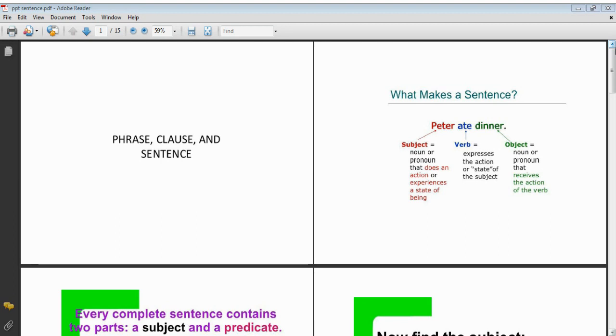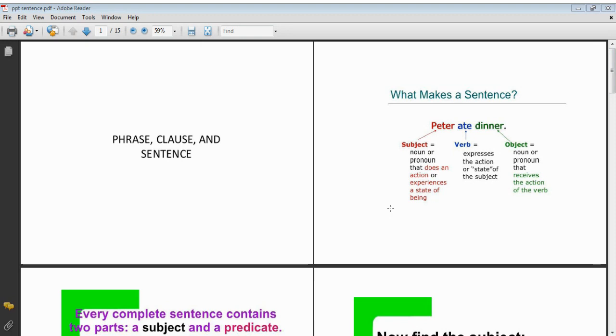So first of all, we have to see what makes a sentence. Subject, verb, and object. Yes, these are the essential building blocks of a sentence, but sometimes we see that the object is missing in the sentence, but subject and verb are the essential building blocks of a sentence. Without subject and verb, we cannot make a meaningful sentence. So, subject, verb, and object make a complete meaningful sentence.